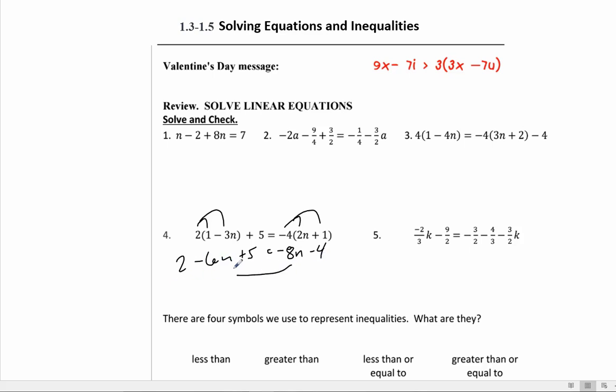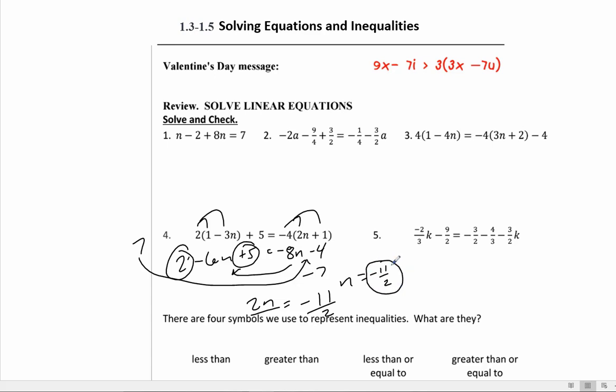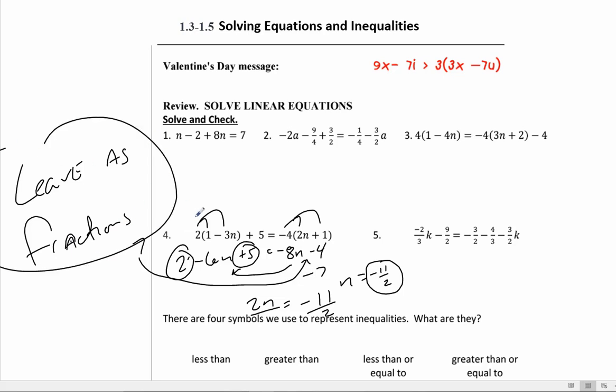I am going to bring the 8n over. The 2 and the 5 become a 7, which then goes over here and becomes a negative 7, right? So it becomes a negative 11 equals. When I bring this 8 over, it becomes a 2n. When I divide, I get n is equal to negative 11 halves. It is okay to get fractions. Please don't put them as decimals. Leave as fractions. Don't put them as a decimal, please.